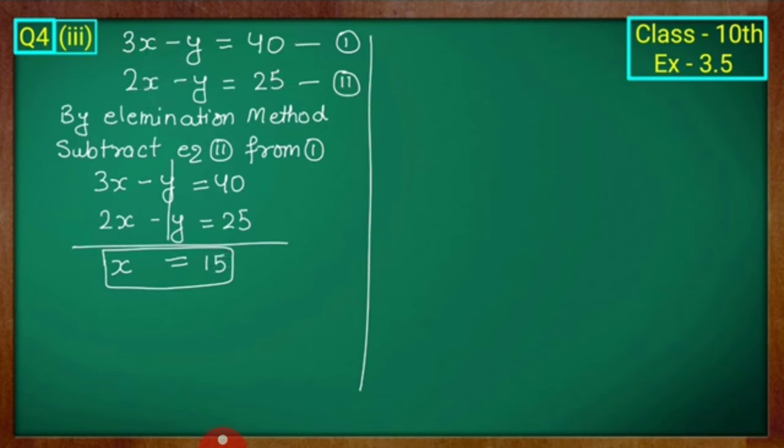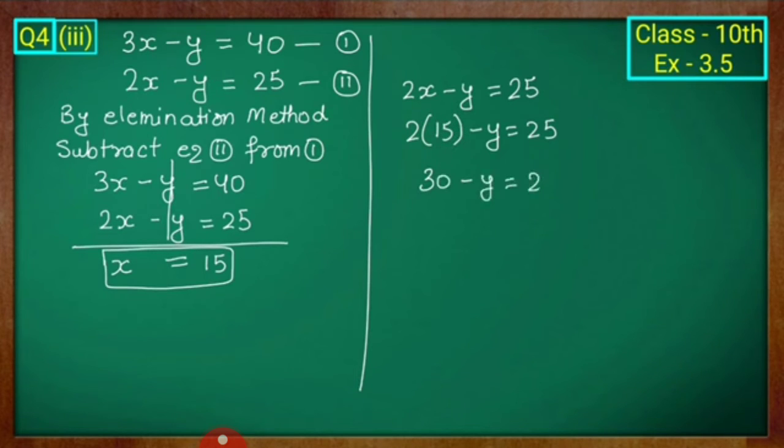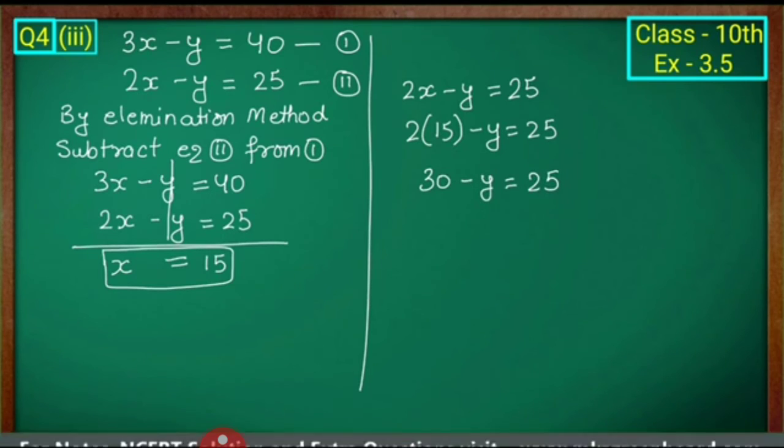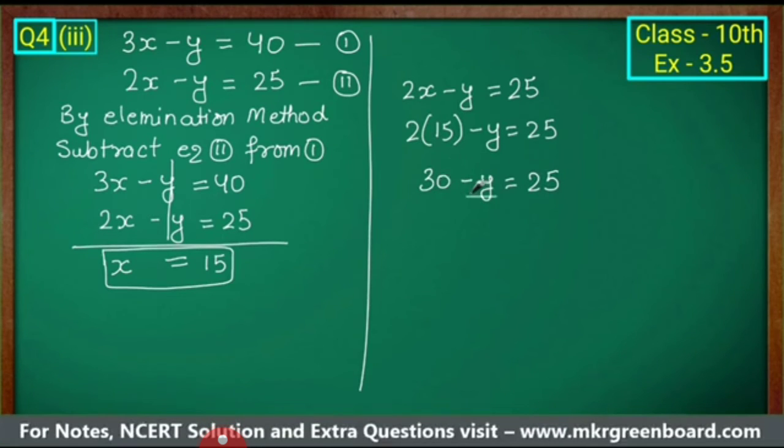Now putting the value of x equal to 15 in either the first or the second equation. I am putting x equal to 15 in the second equation. The second equation is 2x minus y is equal to 25. So instead of x we substitute 2 into 15 minus y is equal to 25. Remove the bracket, multiply 2 into 15, 30 minus y is equal to 25. Now transpose this 30 to the other side.